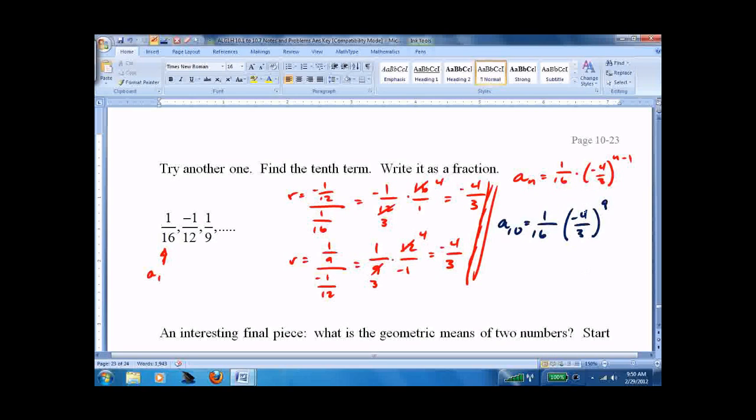I'll do negative 4 to the 9th, so this should be negative. And then I'm going to divide by 16 because I know they'll cancel nice. And on top I get negative 16384. And then I'll do 3 to the 9th on the bottom. And I get 19683 on the bottom. Numbers almost don't mean anything. They're so big. That's how we find the next few terms. And we can find the 10th term, the 100th term, the 5th term, whatever we want.